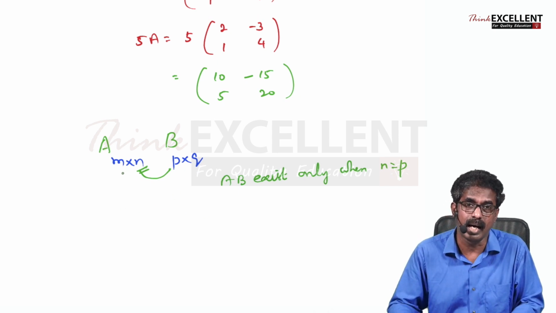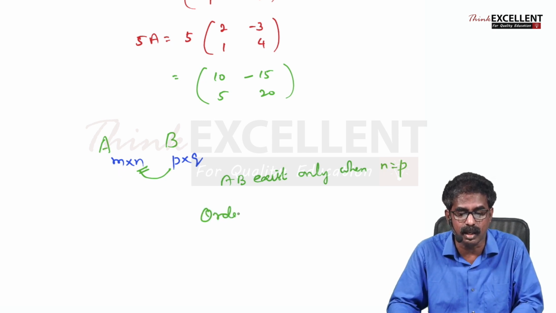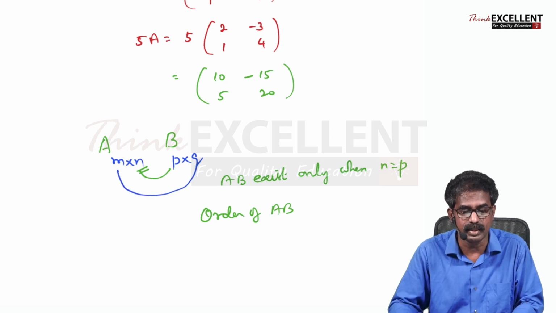What is the order of the product? You are finding AB, right? Then what is the order? Order of AB. First and last, right? First and last. M by Q.